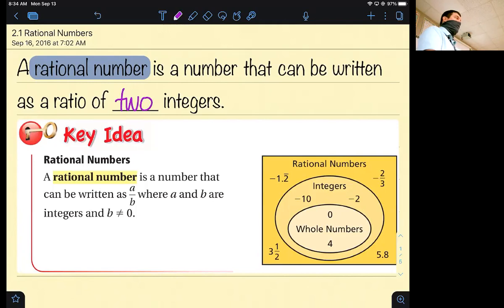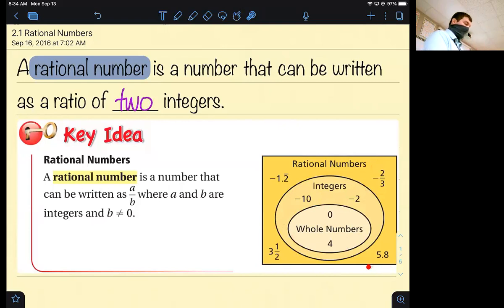How? Aiden? 6/1. In fact, I can turn any whole number or any integer into a fraction by simply putting it over 1, like -10/1, 4/1, 0/1. Fractions, of course, are already fractions. Mixed numbers can be written as improper fractions, so there's no issue there.